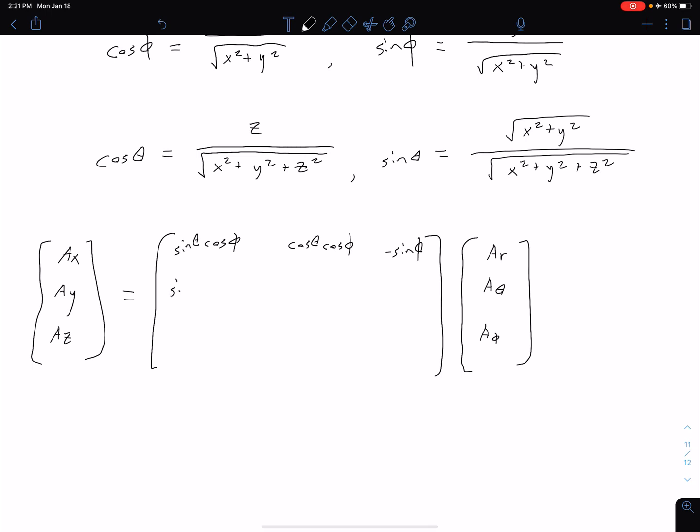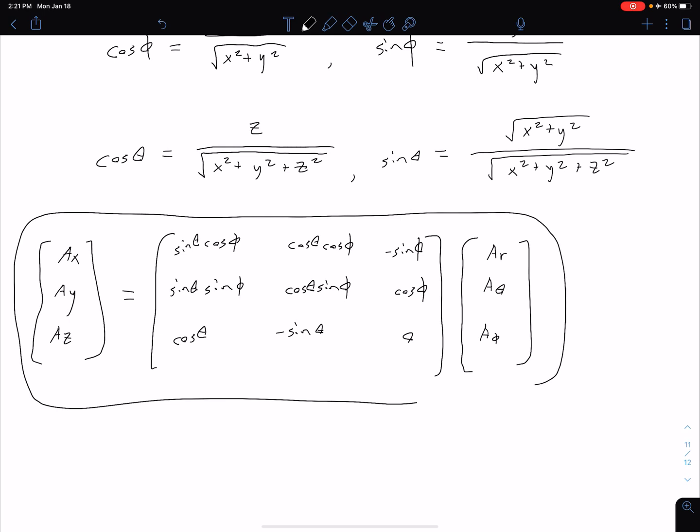Second row, we have sine theta, sine phi, cosine theta, sine phi, and then cosine phi for our third column. Our third row is cosine theta, negative sine theta, and 0. So this would be the equation we use if we're doing a vector-to-vector transform going from spherical to Cartesian coordinates. And again, in some following videos, we're going to look at some examples of how we can use these equations.